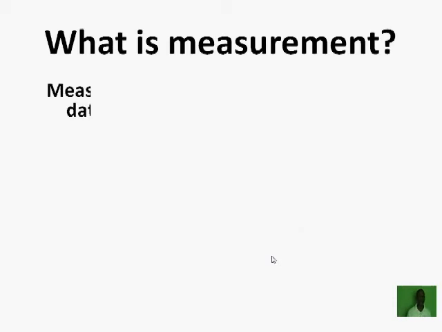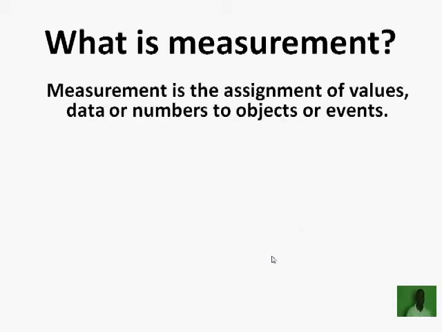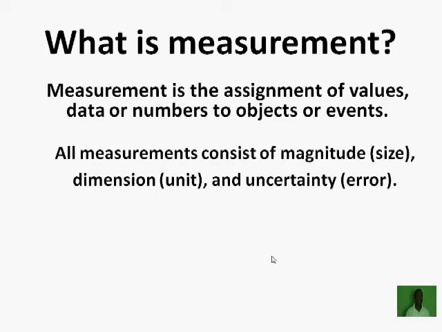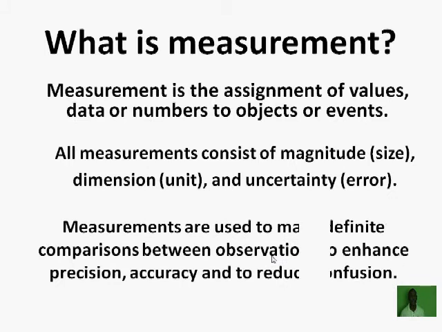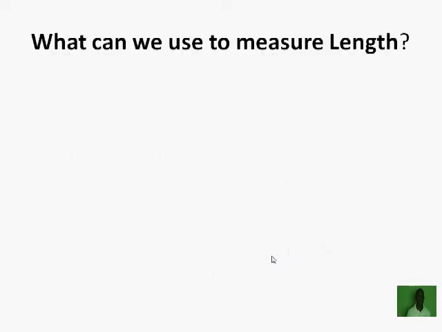What is measurement? Measurement is the assignment of numbers to objects or events. Measurements consist of magnitude, dimension, and uncertainty. Measurements are used to make a definite comparison between observations to enhance precision and accuracy, and to reduce confusion.